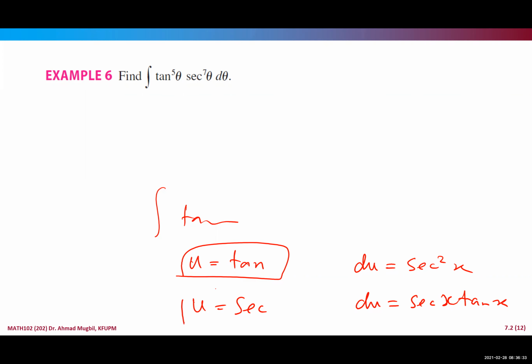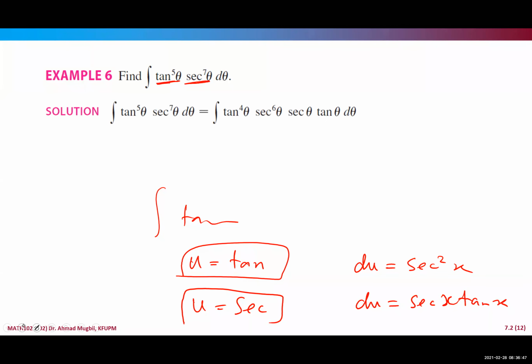U equals to this. Why? Because both of them are odd. If you notice that, if I save one factor from secant and one factor from tan, I will have secant tan. So it will be the second case. It is the best case when we have these powers even, not odd. So here, this is even, this is even. Now this is my du, and this tells me to choose u as secant theta.